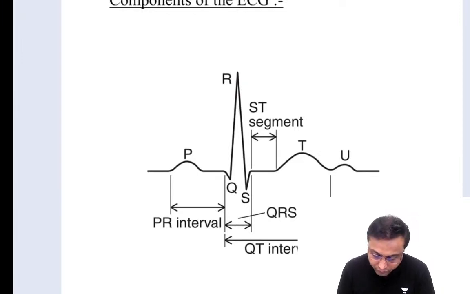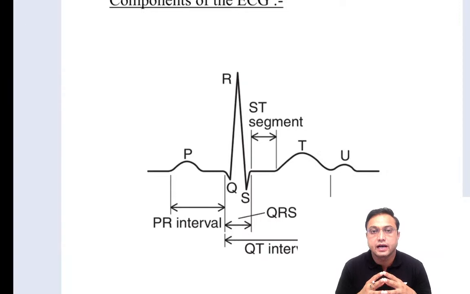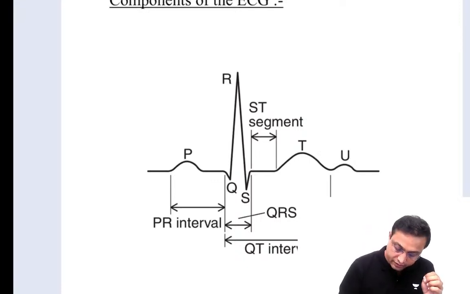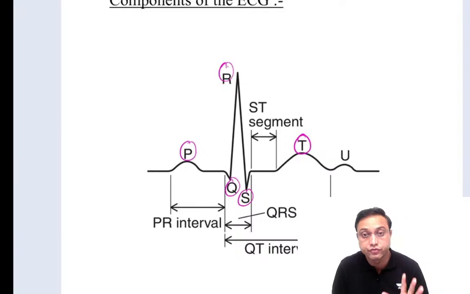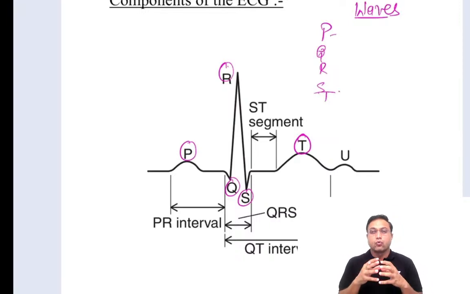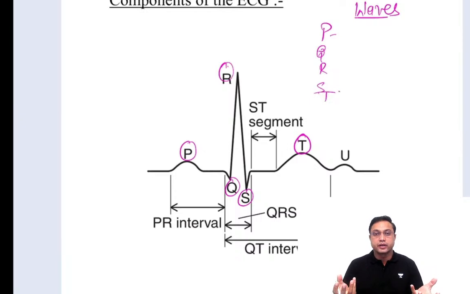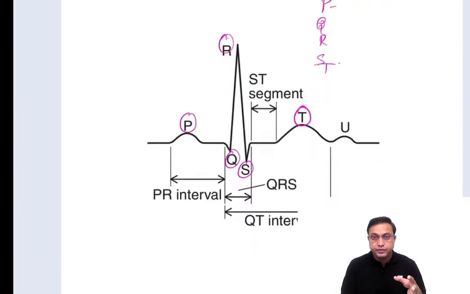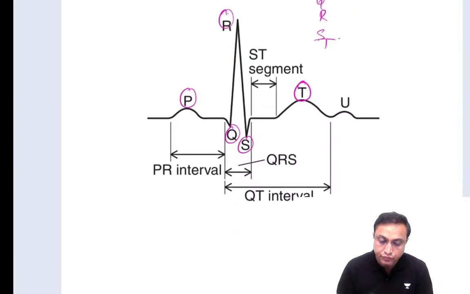Right, okay. So the very first component we have to learn is the waves, as shown in the picture: P, Q, R, S, and T. These are all the waves. Why are these called waves and why do they happen? P is signifying something, Q is signifying something, R is signifying something, and S and T also signify something. In between these, there is something called an interval, and we also have some segments there. So that is what we are going to discuss.